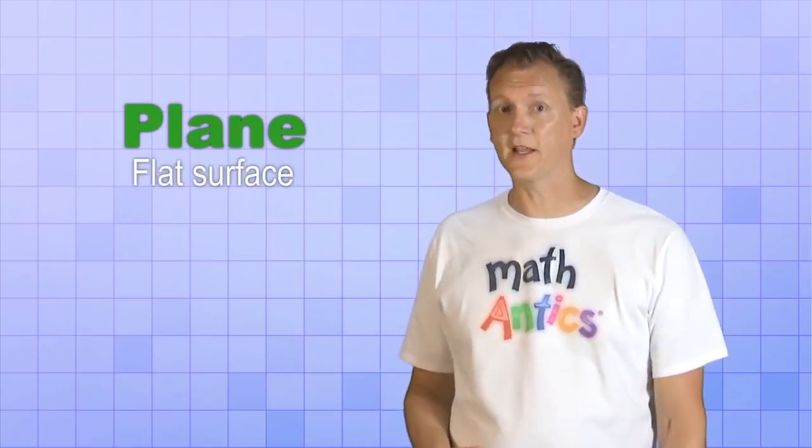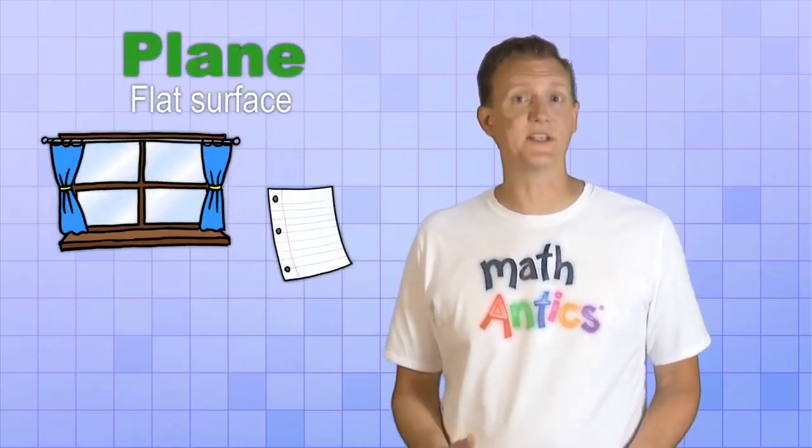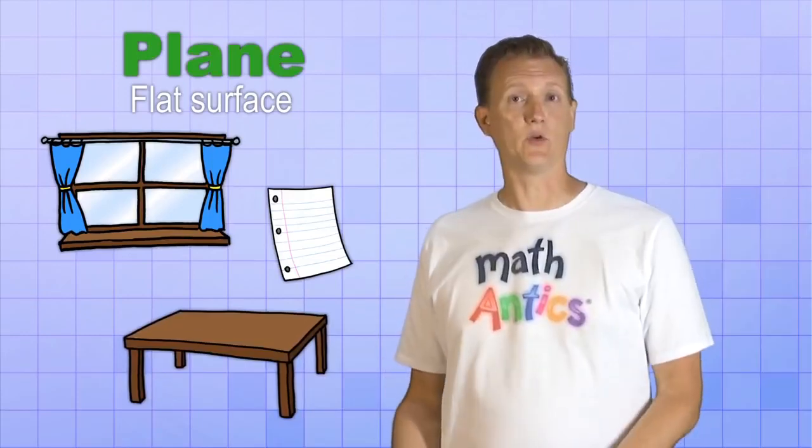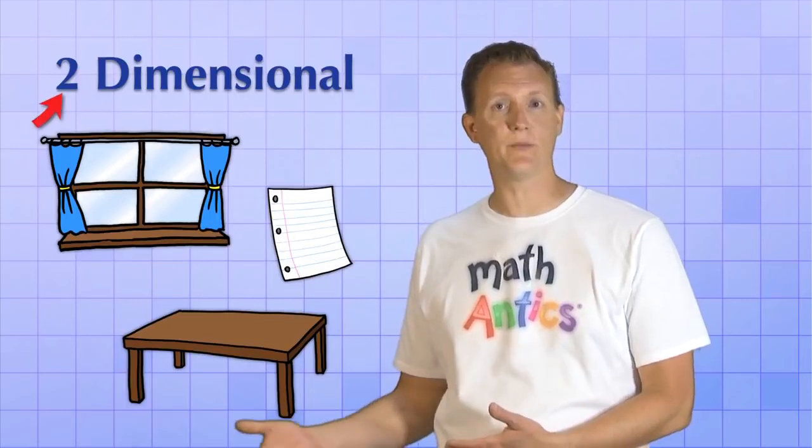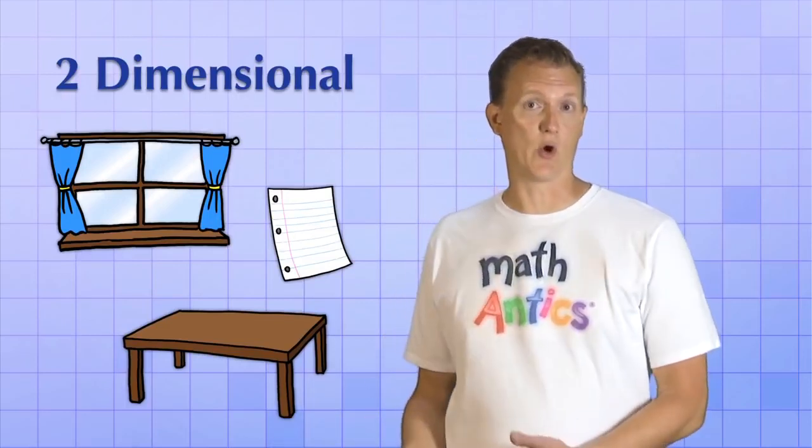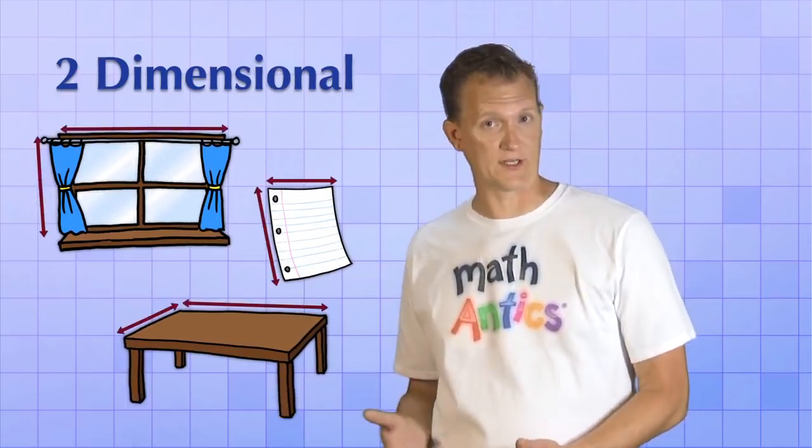It's a flat surface like a window or a sheet of paper or a tabletop. A plane or flat surface is what we call a two-dimensional object because there's 2 dimensions that you can move in. You can go up and down, or you can go left and right.